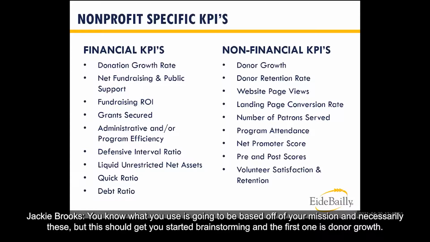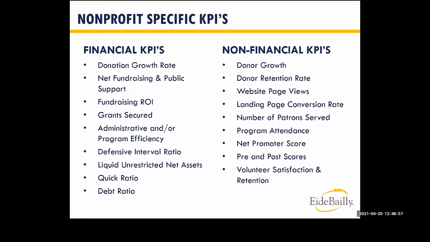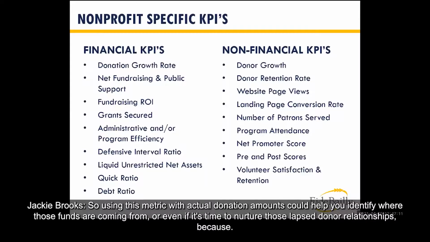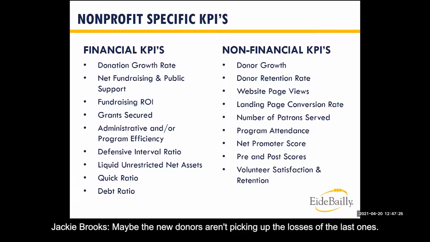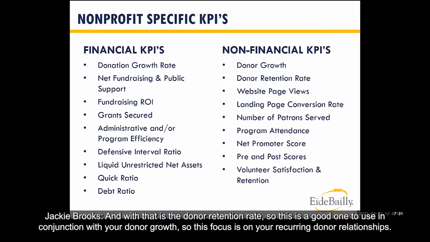The first one is donor growth. It is similar to donation growth, but it's measuring the actual change in donors. So if you have a good donor management system, you could even take this further by tracking them into categories like new donors, recurring donors, and even lapsed donors. So using this metric with actual donation amounts could help you identify where those funds are coming from, or even if it's time to nurture those lapsed donor relationships, because maybe the new donors aren't picking up the losses of the lapsed ones.